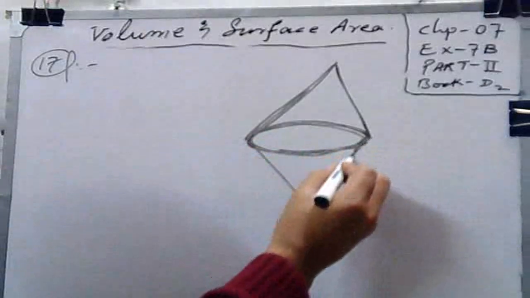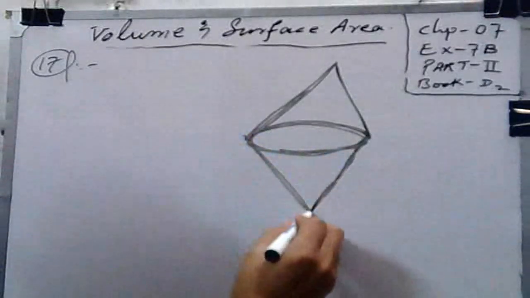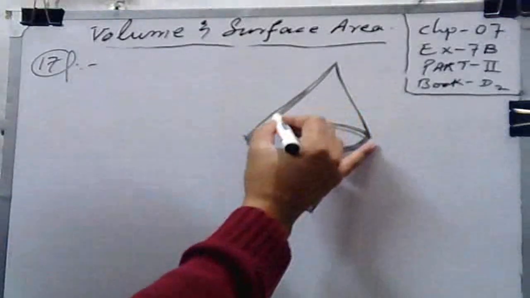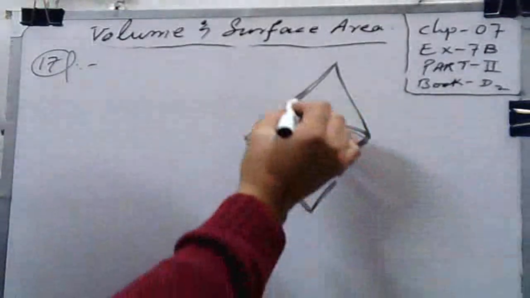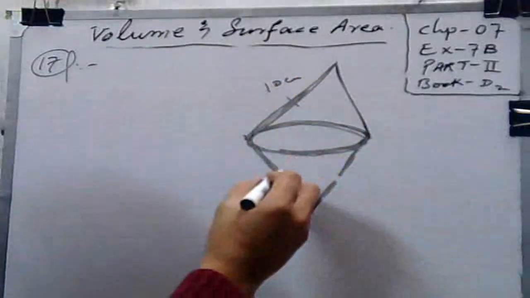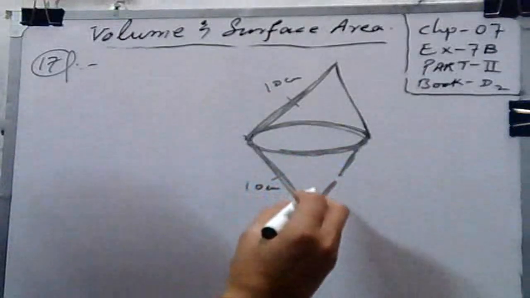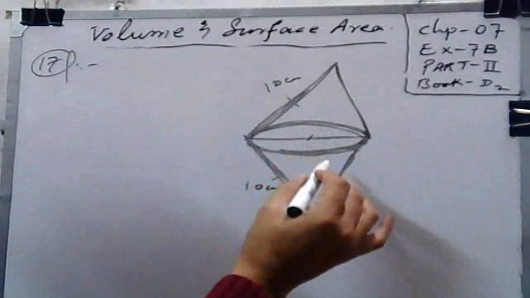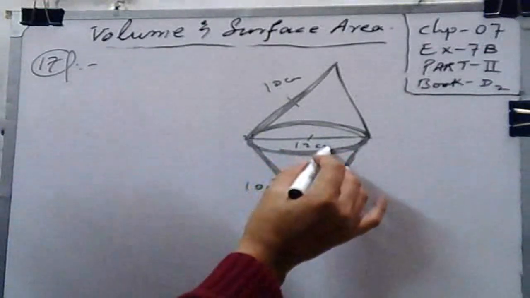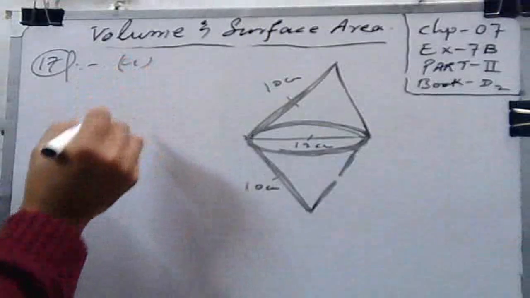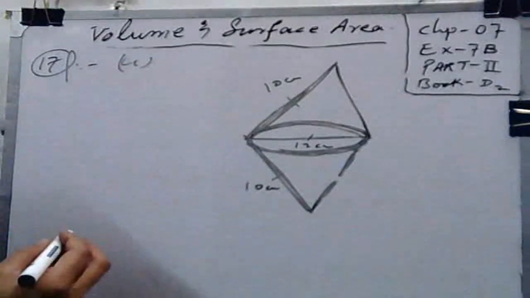I'm trying to draw the diagram accordingly, but I don't think I'm able to draw it accurately, but I'm trying to give you a little bit of concept of what is given in your textbook. This portion is 10 centimeter, and this one is also 10 centimeters, and this portion is equal to 12 centimeter. So that is your given figure. Find the volume. So in part A we have to find its volume.